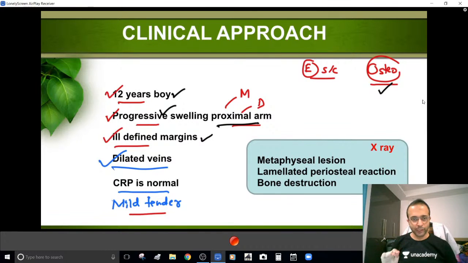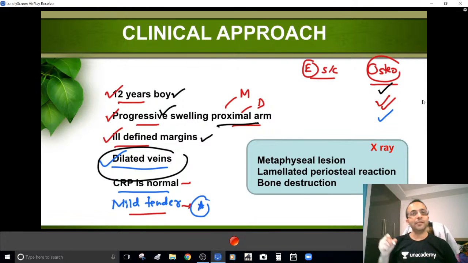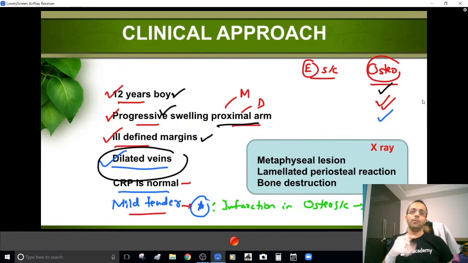Ill-defined margins, both get a point. Dilated veins, osteosarcoma gets a point. Very important, CRP is normal. Ewing's loses a point because in Ewing's, fever and high CRP, mimicking infection, are very common. And then mildly tender, very important. Osteosarcoma gets a point because when a lesion is mildly tender, it is osteosarcoma. Why? You have infarctions in osteosarcoma, in the tumor, that lead to pain. So tender mass is characteristic of osteosarcoma because those microinfarctions that occur in the tumor generate the pain.